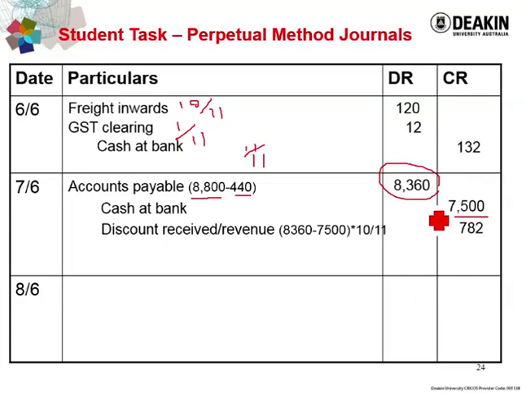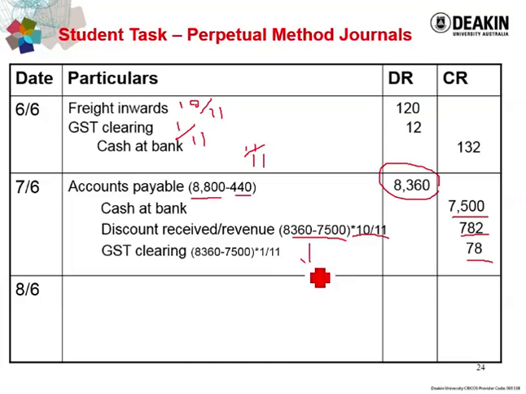So 8360 minus 7,500, but we need to make sure that we take out the GST. So we multiply 10 over 11, that gives us 782. So 782 is our discount revenue or discount received, and we have GST clearing, we credit GST clearing with $78. So which is 8360 minus 7,500 times 1 over 11. Because when we receive discount revenue, it will actually reduce our GST recoverable.